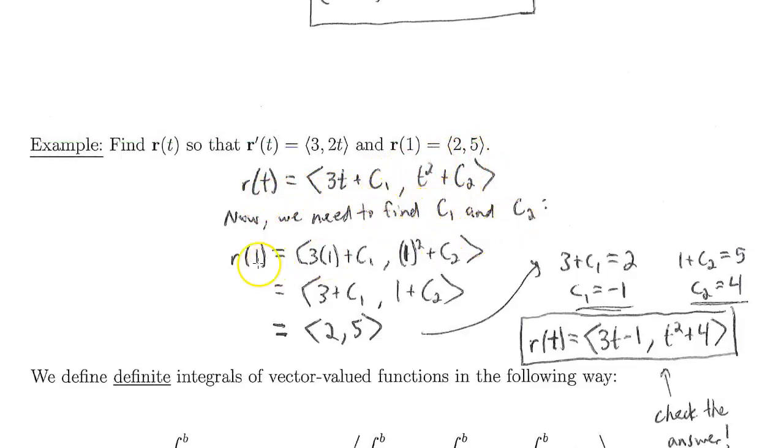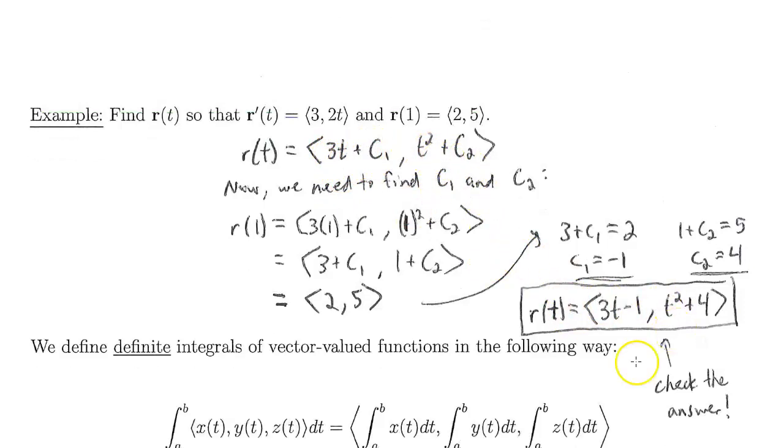So how do we find the c1 and c2? We have r of t here, so for r of 1, plug in 1 for t. We get 3 plus c1, comma 1 plus c2. That's r of 1, and remember, r of 1 had to be 2 comma 5. So 3 plus c1 is going to be 2, which means c1 is negative 1. And 1 plus c2 has to be 5, so c2 will be 4. We can plug that in here. So r of t is 3t minus 1, comma, t squared plus 4.